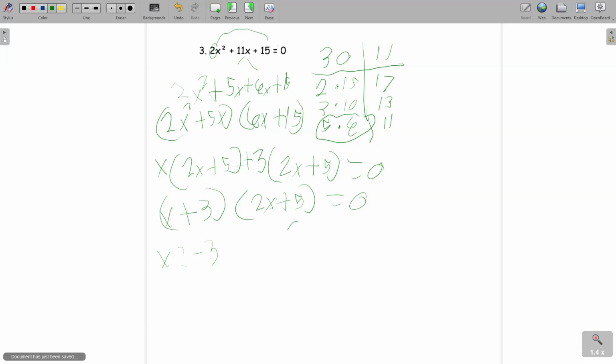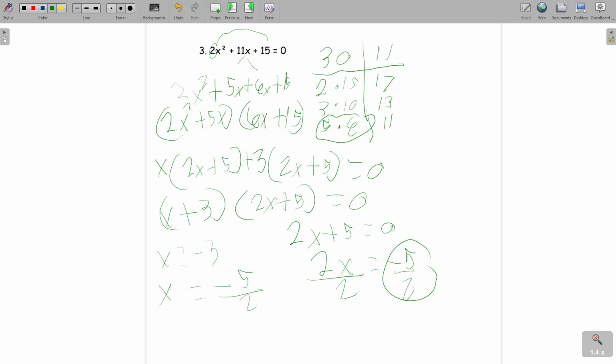So 2x plus 5 equals 0. Looking pretty easy, right? Subtract 5, subtract 5. 2x equals negative 5. Okay, divide by 2. And this would be the answer here. So our answers are negative 3 and negative 5 over 2.